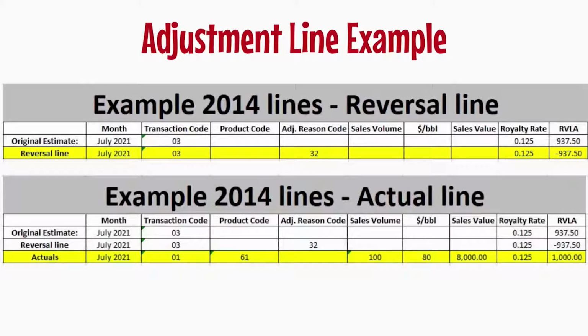Title adjustment line example. The reversal line has all of the same data from the original line, but the RVLA value is negative, or opposite of the original value, with adjustment reason code 32. Then there is a new actuals line with adjustment reason code 61, a new price of $100 per barrel, sales volume of 8,000, and a new RVLA value of 1,000.